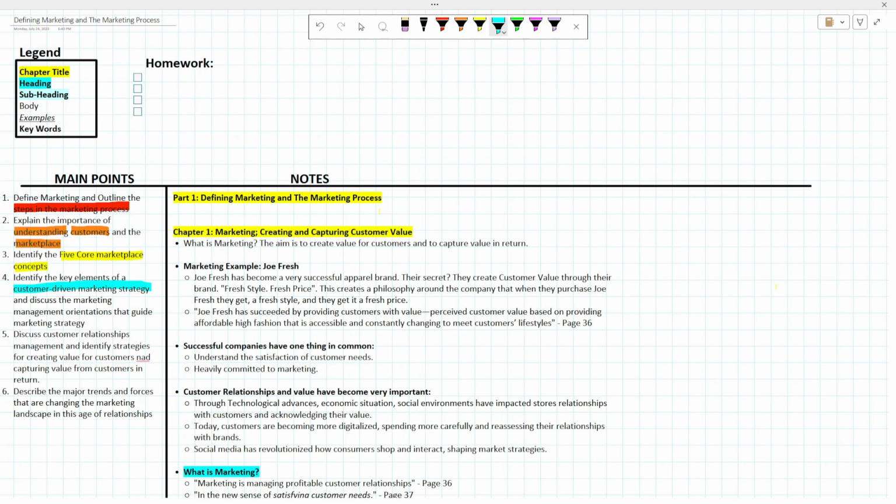Discuss the marketing and management orientations that guide marketing strategies. So 5, discuss customer relationship management and identify strategies for creating value for customers and capturing value from customers in return. So identify strategies for creating value and capturing value. 6, describe the major trends and forces that are changing the marketplace landscape in this age of relationships. So major trends and forces that are changing the marketing landscape.